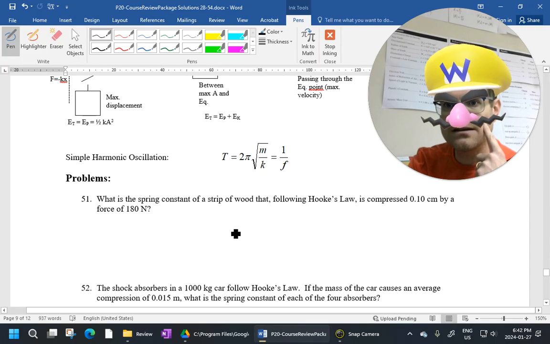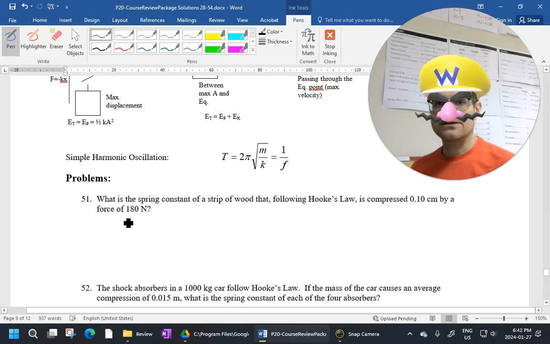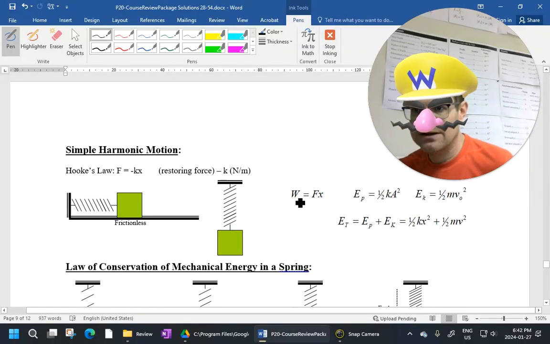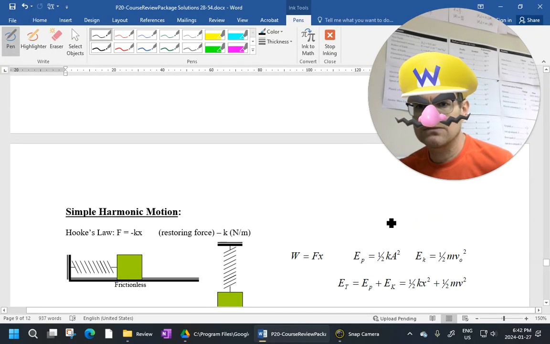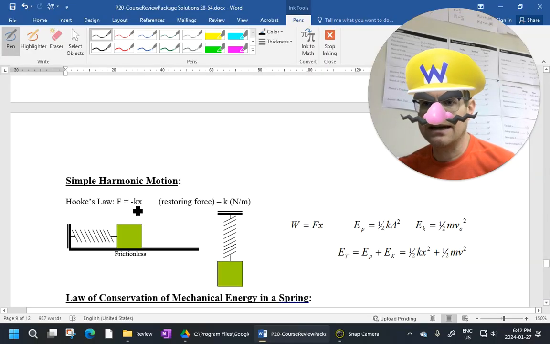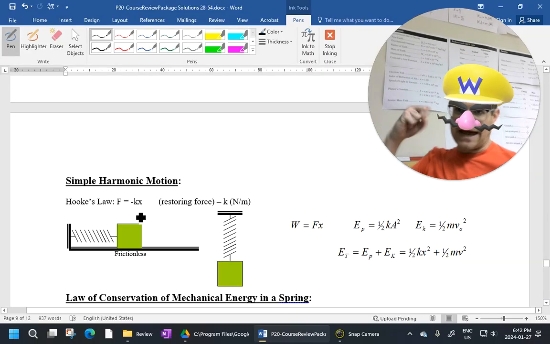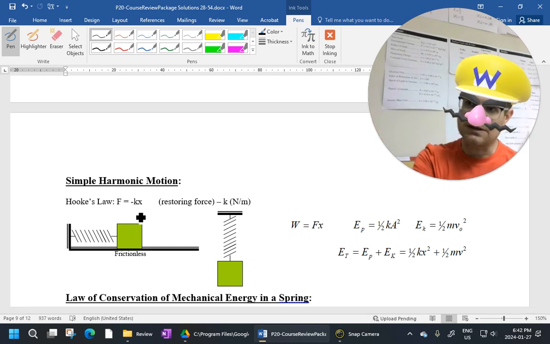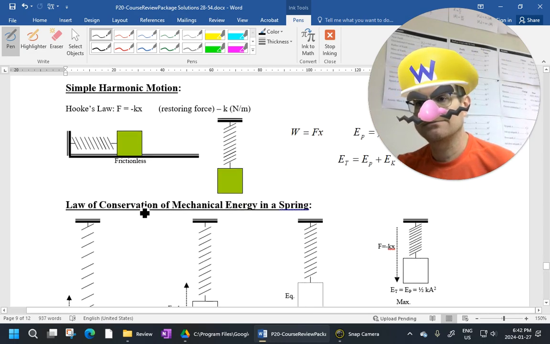What is the spring constant of a strip of wood that, following Hooke's law, is compressed by blah blah blah? All right, so there's some stuff up here about Hooke's law, and it's very important here. Right up here: F is equal to negative kx. The negative part just talks about that. It's always going back towards equilibrium. If I stretch it out to the left, it's going to want to go back. Right?